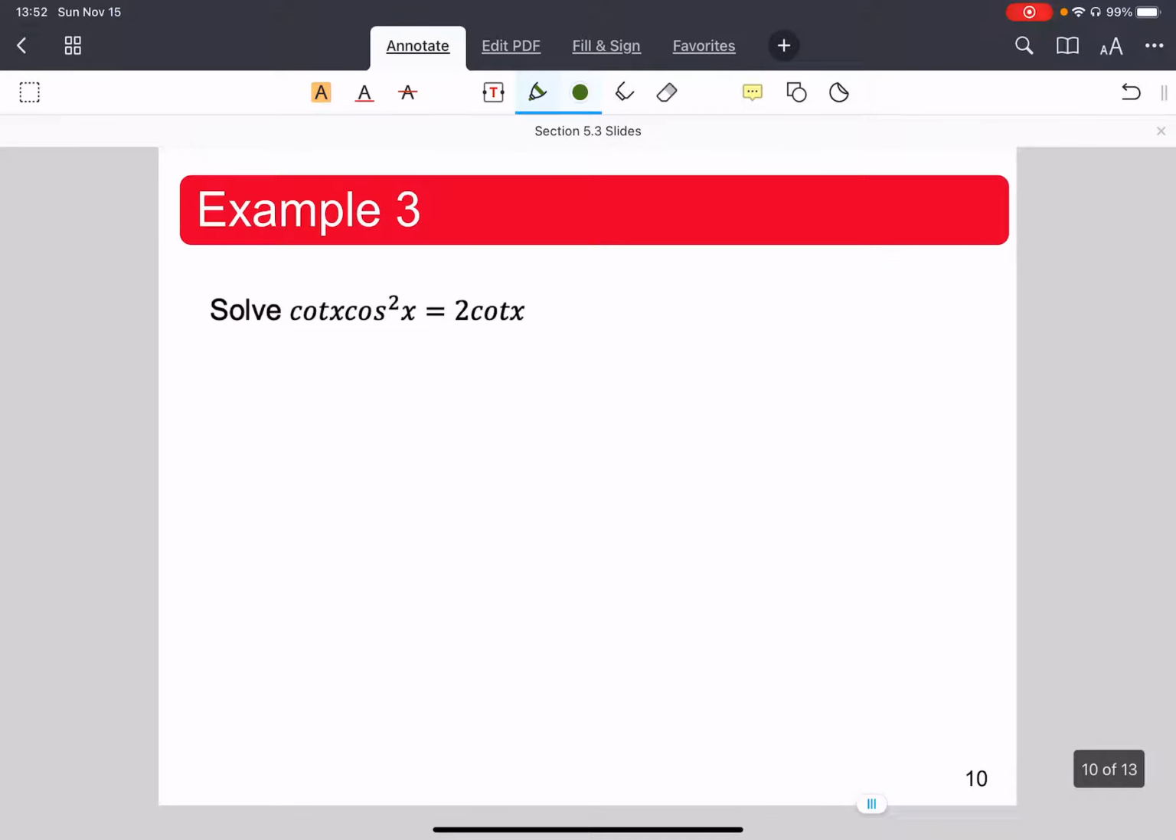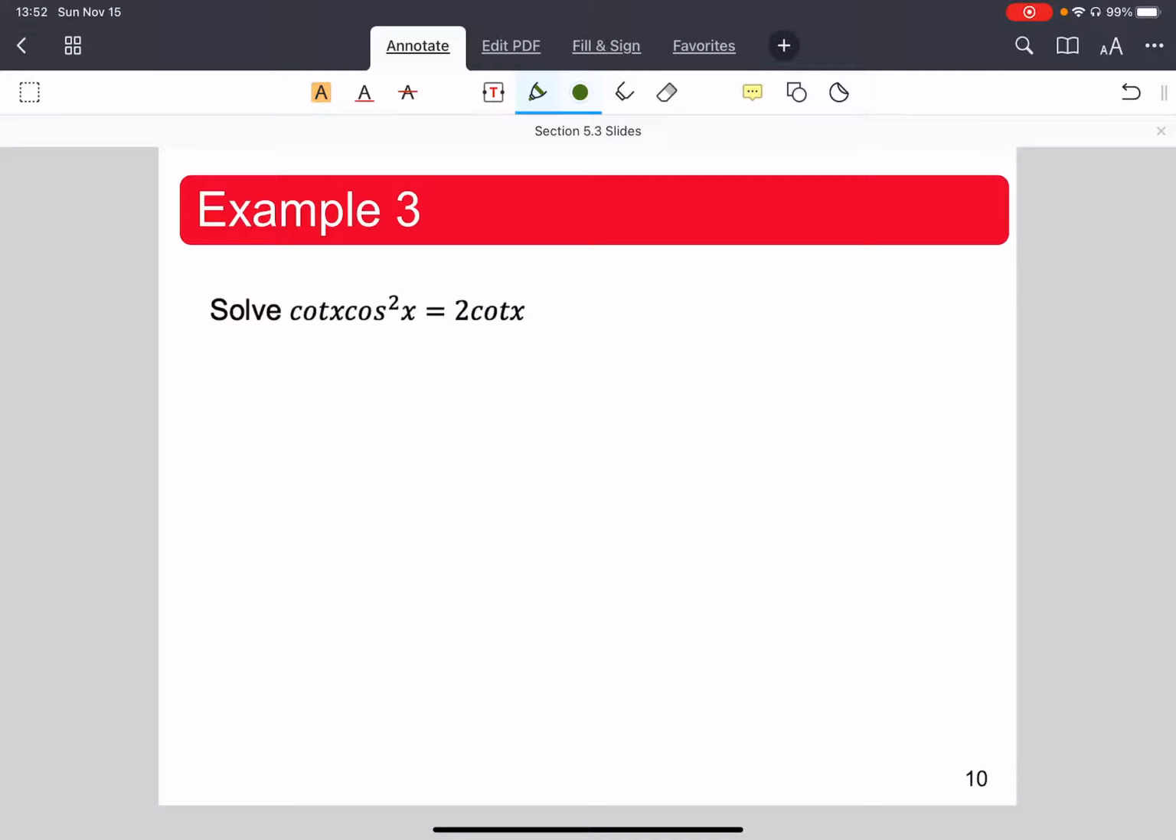So next we have cotangent x times cosine squared equals 2 cotangent. What I would prefer you to do at this point is stop the video and try it for yourself, and then see if you find the same result as me. Why don't you pause the video and try it for yourself?